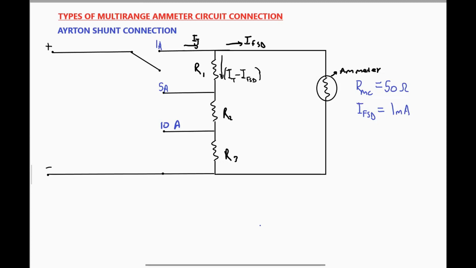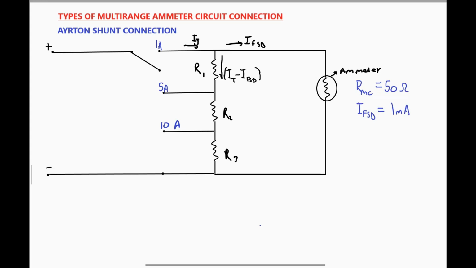In types of multi-range ammeter circuit connection, this diagram shows the Ayrton shunt connection. So I'll solve a question which requires us to find the resistors which can be put in this Ayrton shunt for the ranges 0 to 1 ampere, 0 to 5 amperes, and 0 to 10 amperes. The resistance of the meter coil is 50 ohms. The full scale deflection current is 1 milliampere.